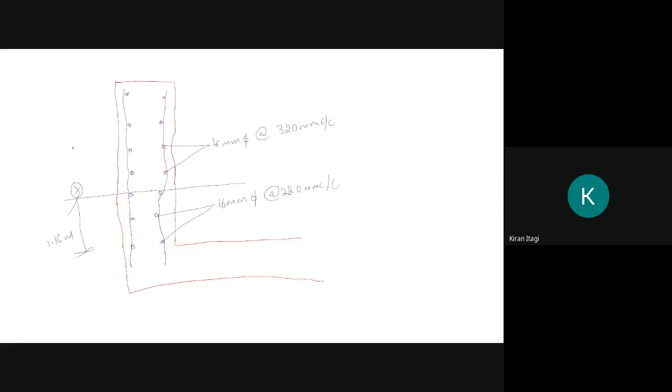Then we have distribution bars, 10 dia at, again we are dividing it, 320 center to center distance. And for base, it is 10 dia at 200. This is how we will go for the base.